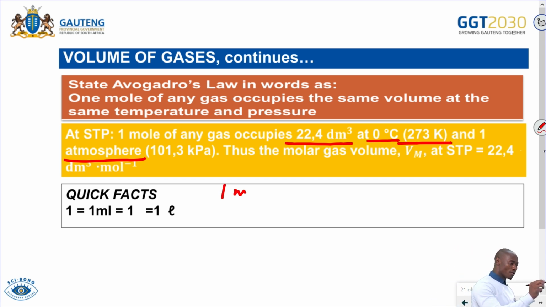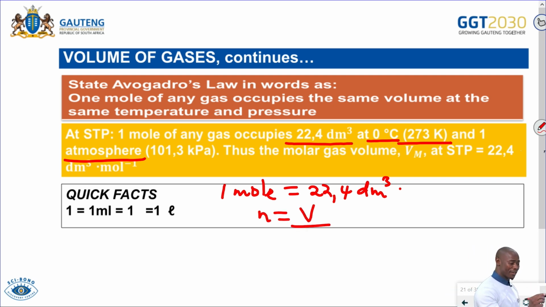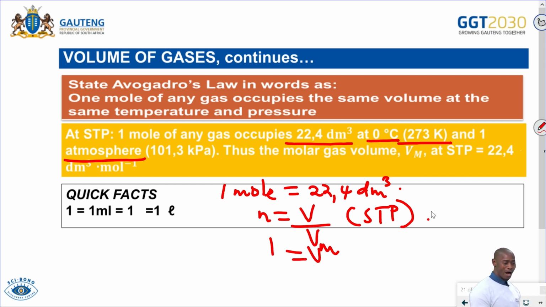So 1 mole of a gas at standard temperature and pressure occupies 22.4 cubic decimeters. The number of moles is given by V over Vm, where this is at standard temperature and pressure. So why are they saying 1 mole of a gas occupies 22.4 cubic decimeters? Vm is the molar gas volume. And what is the molar gas volume?